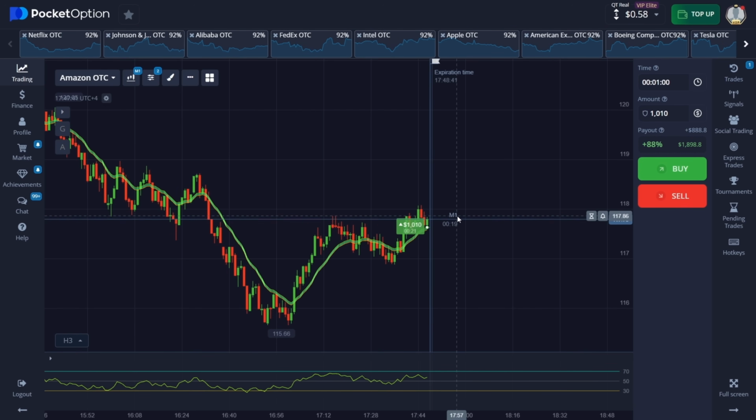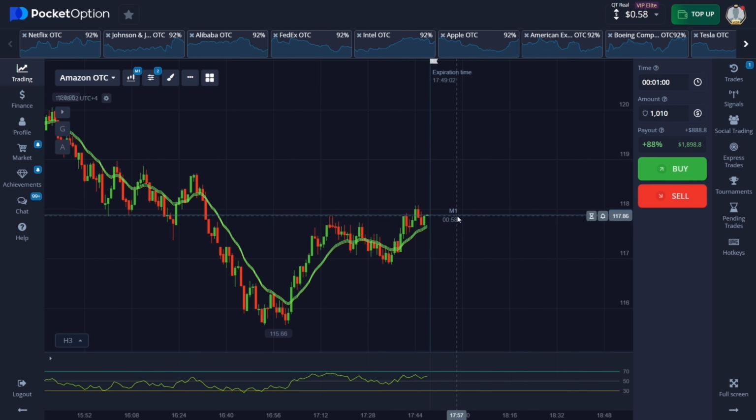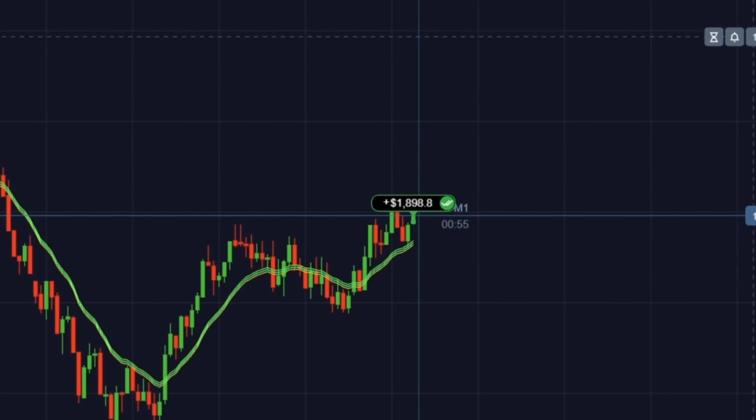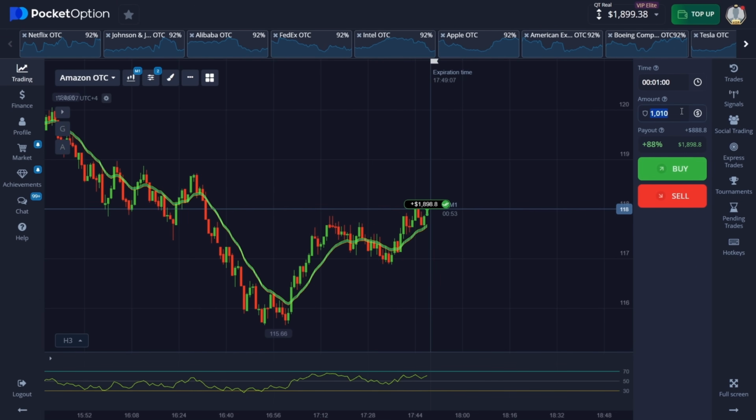Our trade is also going in our favor, but there's still 20 seconds left. With only a few seconds remaining, we won another trade. Now my balance has increased to $1,899. Let's find a trade for $1,899.